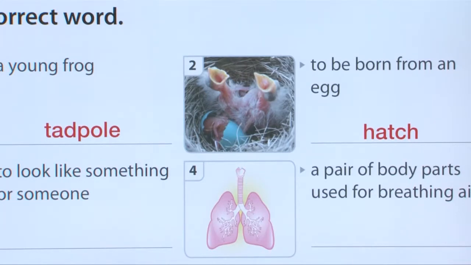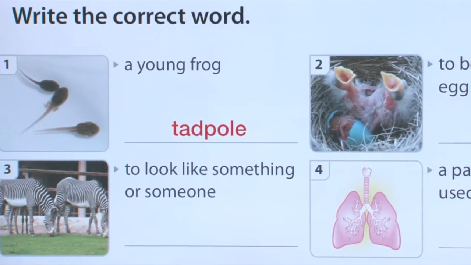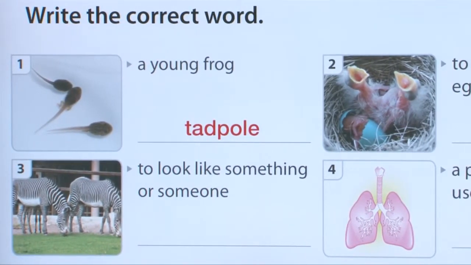into adult frogs. All right, now for number 3, to look like something or someone. To look similar like someone, to look like someone. What's the answer here? It is resemble. Yes, and when tadpoles are first hatched from their eggs, they do not resemble frogs. But over time, they start to look more and more like frogs.